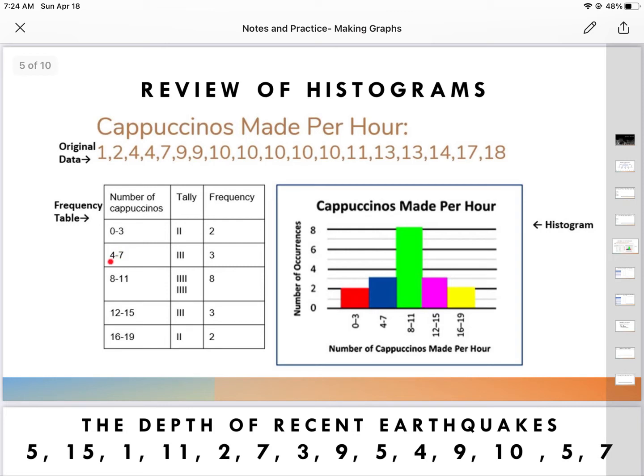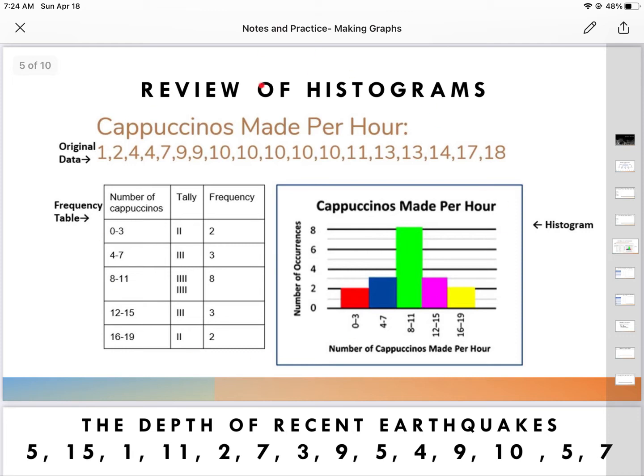How many times did a number 4, 5, 6, or 7 happen? Well, 1, 2, 3 times. So they did 3 tallies and the number 3. And then over here on their histogram, for 0 to 3, they went up to 2 because the frequency was 2. For 4 to 7, they went up to 3 because the frequency was 3.